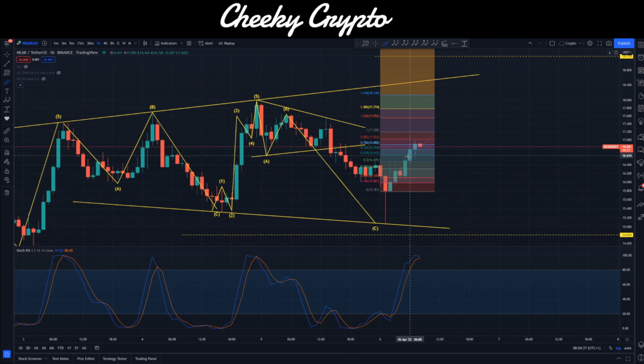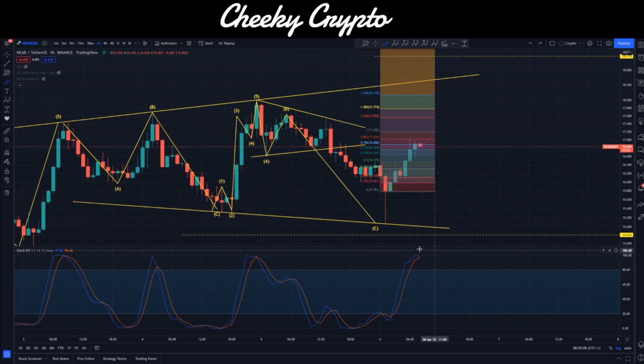So we could now naturally be looking for some kind of ABC correction, or some kind of medium fourth wave correction inside here. So if we were to say 1, 2, 3, 4, 5 coming up here, then maybe some kind of correction, and then again another 1, 2, 3, 4, 5, just getting us up into this range here, is also another scenario that we should potentially be looking for. So expect some volatility, but it does look like we are finally maybe out of this correction.